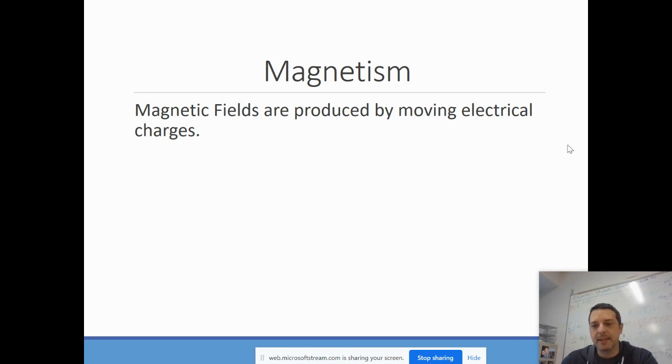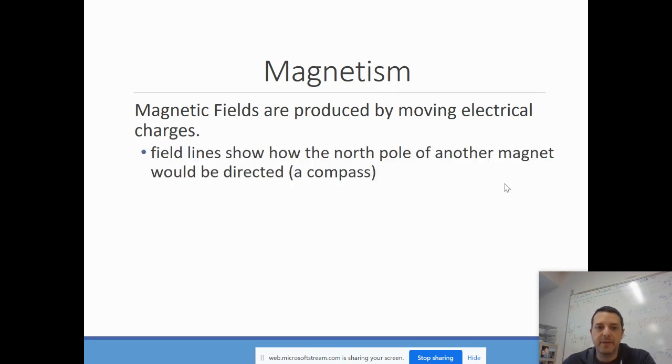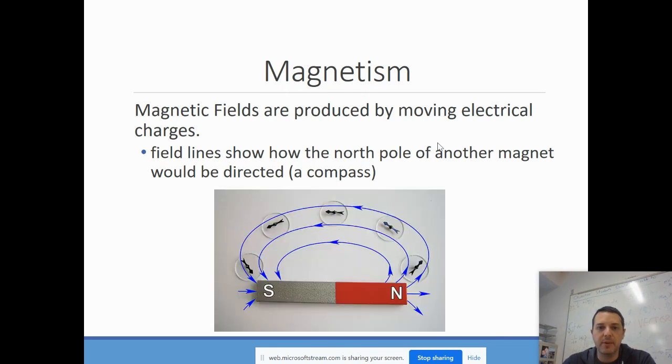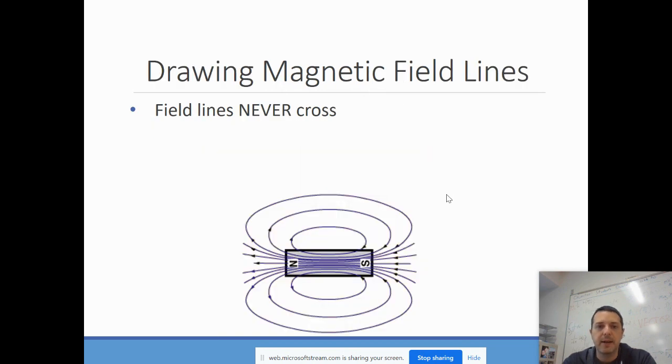At the base of all magnetism is moving charges. Moving charges are what create magnetic fields. The field lines that we show around the magnets show how a north pole would move in the field. We can see right here on the diagram below that we have field lines in blue showing a field that goes from the north end of the magnet to the south end of the magnet. And this is how north poles would move.